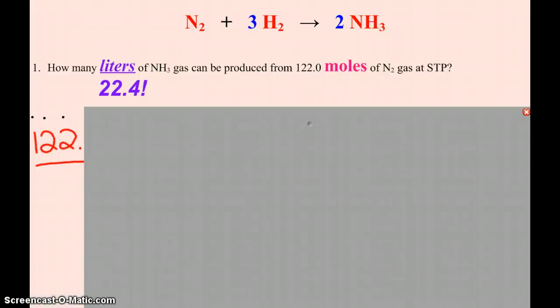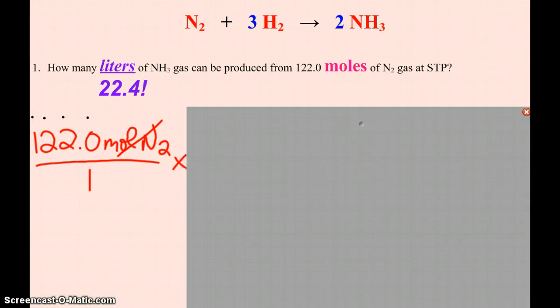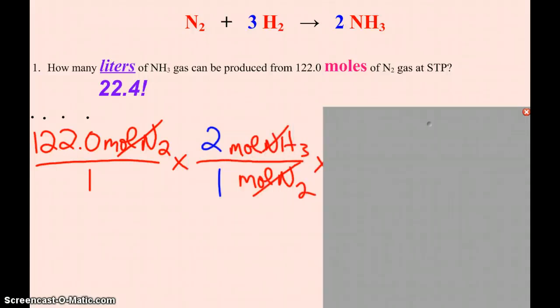Well, I'm going to start my problem the same way. I have 122 moles of nitrogen gas over 1. And when I see moles, I should instantly think mole ratio. Since this is the moles of the stuff I know about, I want to switch to what I'm trying to find out. I want to know about ammonia. So I use the mole ratio to change moles of nitrogen into moles of ammonia. 1 mole of nitrogen, 2 moles of ammonia.